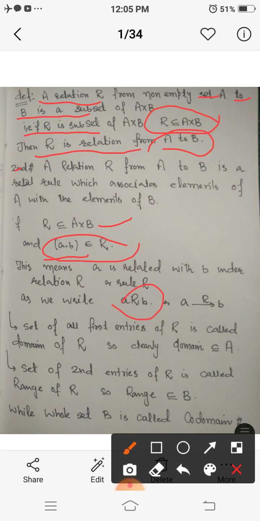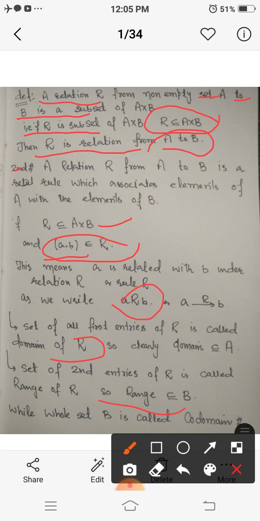The set of first entries of R is called the domain of the relation. Like in R6 we consider 1 as the set of first entries, so 1 is the domain. The set of second entries of R is called the range of the relation. So the range of a relation is always a subset of the second set, that is set B, while the domain is always a subset of the first set, that is set A. So domain is a subset of A, range is a subset of B.